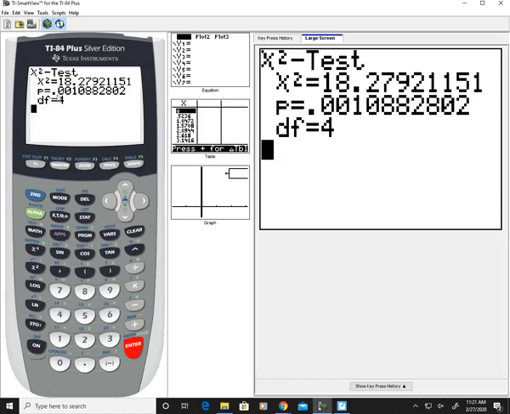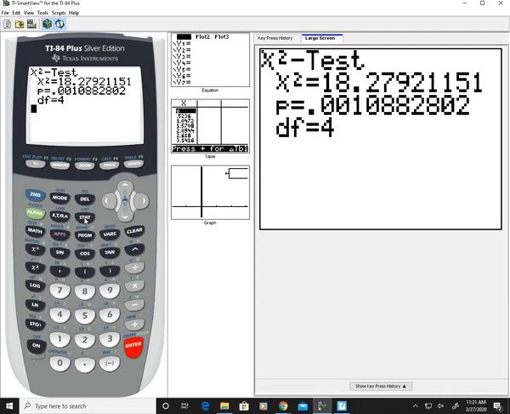My p-value is 0.001088, so that's rejecting at the 0.05 level. I'm going to reject my null hypothesis, and I'm going to conclude that there's evidence to conclude the alternative is true. Because I'm rejecting the null hypothesis, I need to know which category was resulting in the rejection.